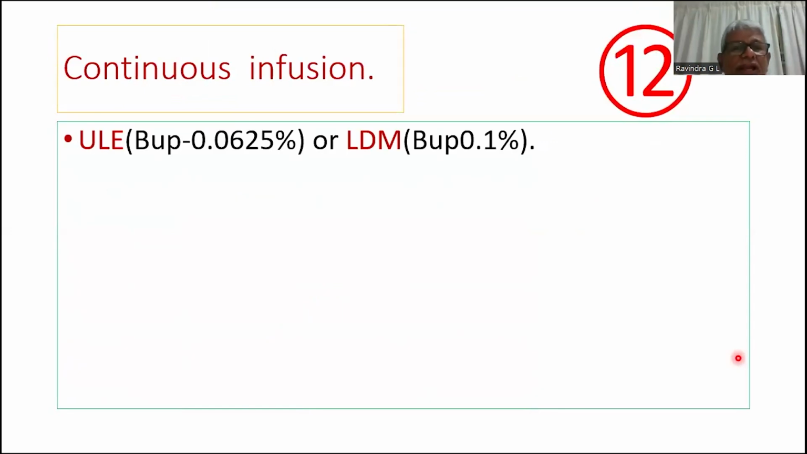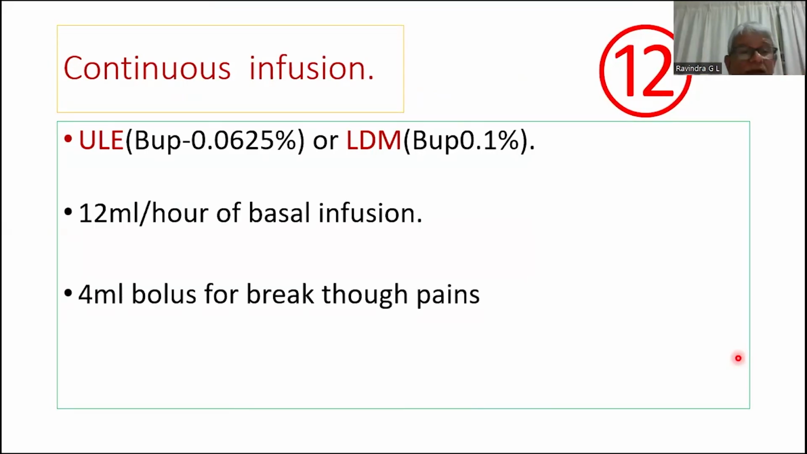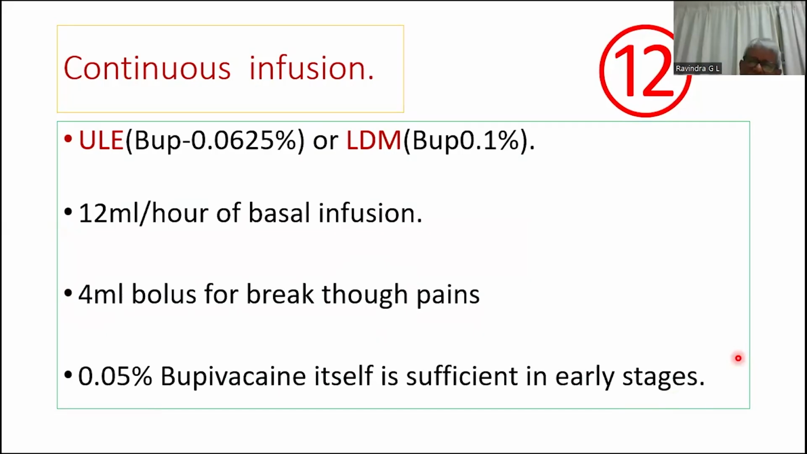Now, the next issue that I'm going to talk about is the continuous infusion. If you want to use continuous infusion, we use either ULE or LDM, the same concentration. You can use any of the levobupivacaine or ropivacaine mixtures also. The 12 ml per hour is the basal infusion which we follow, 12 to 14 ml, and 4 ml boluses for every breakthrough pain. In the very early stages, instead of using 0.0625%, 0.05% itself would be sufficient as a continuous infusion. This is what the textbooks say.